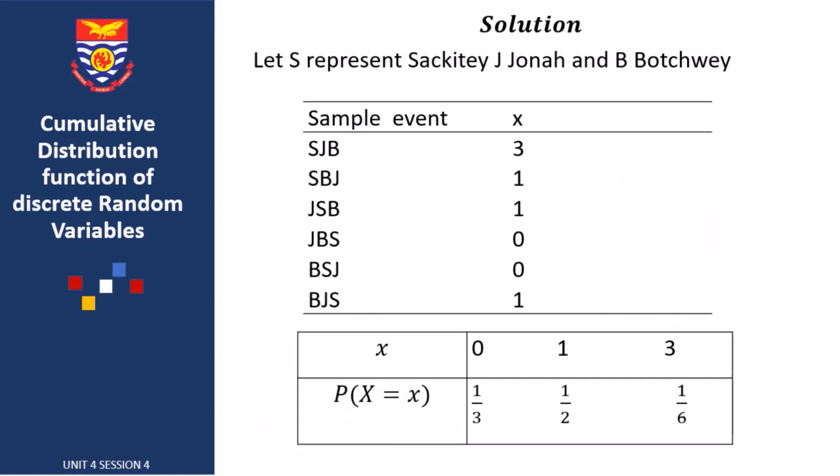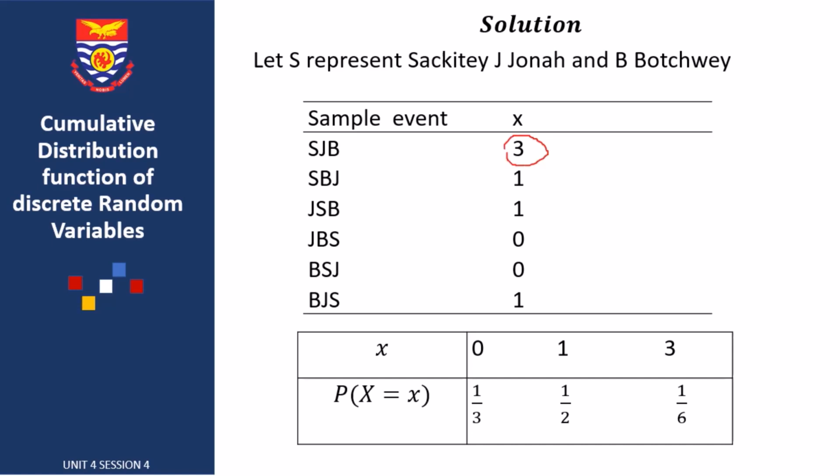Let S represent Sakite, J Jonah, and B Butchie. In this, we have the sample events and then X as a random variable. We have the first one, SJB. Remember, that is the right order. So S is in its place, J is in its place, and B is in its place. That means S is first, J second, and B third. So all 3 are in order, and we have X assuming 3.